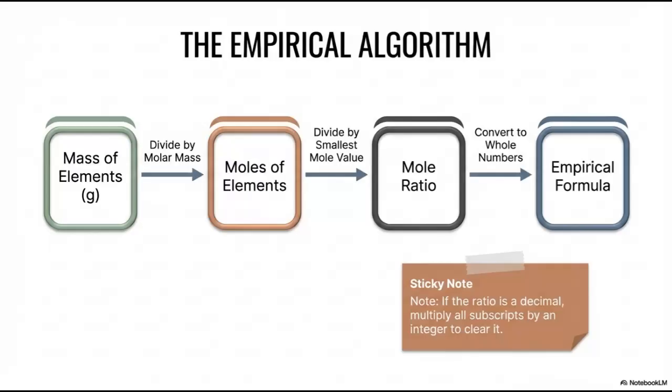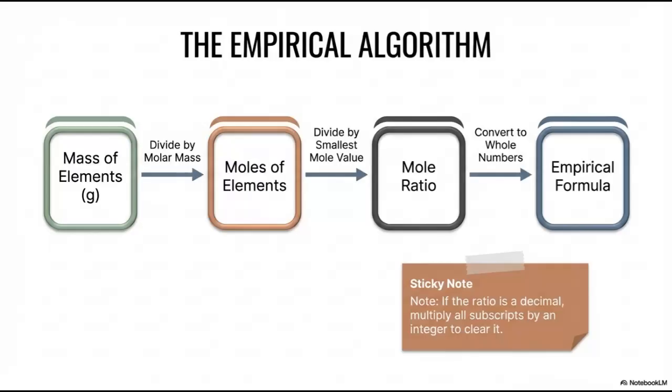Once you have the moles, I am going to divide by the smallest mole value. That's going to give us a ratio between all the elements. That ratio is going to be translated into an empirical formula with the sticky note that I have in here that says that that ratio has to be a whole number. If I do not have a whole number, I have to make it a whole number. And I'll show you how to get those whole numbers in a second.